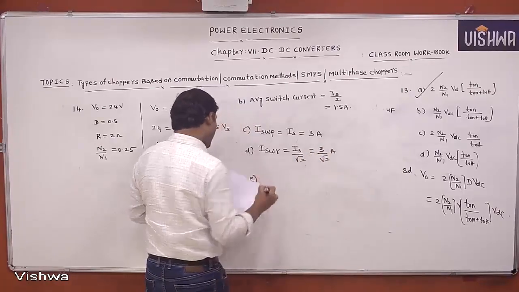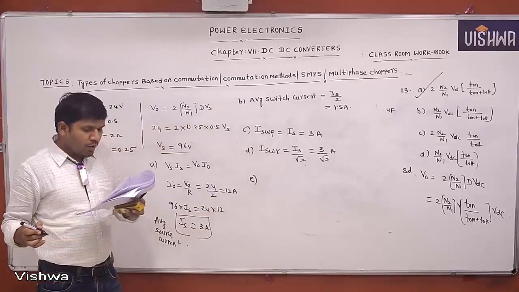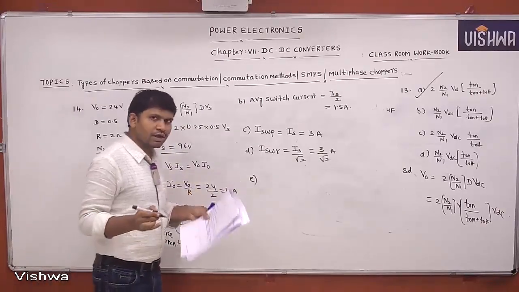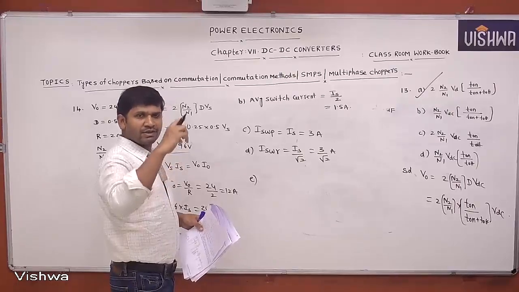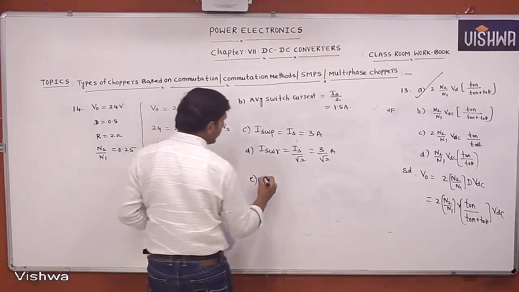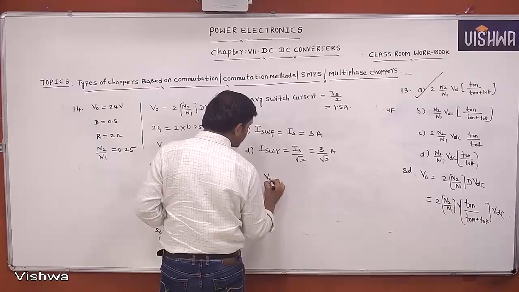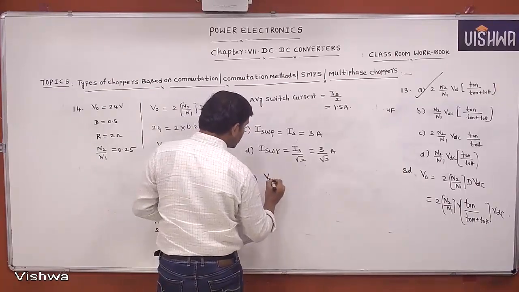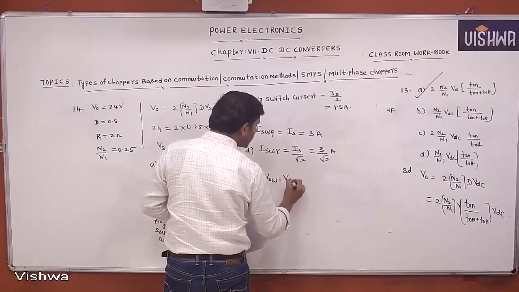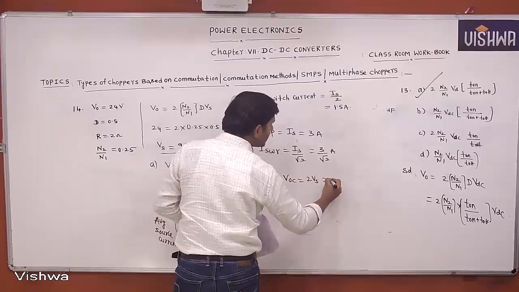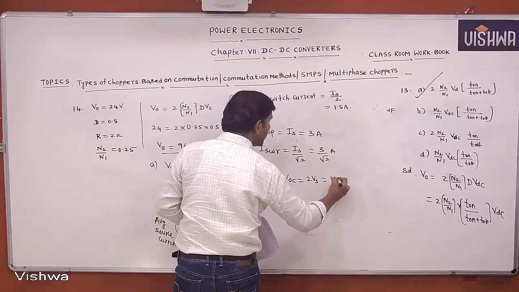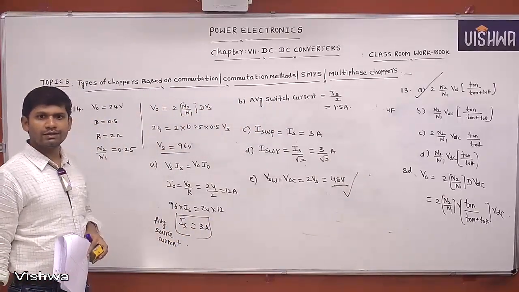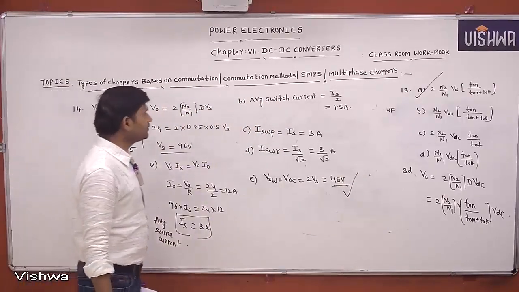Then what is the next asked? Open circuit voltage across the switch. The open circuit voltage across the switch, 2 times it will appear. This is a center tapped arrangement. That's why the open circuit voltage across the switch, that is the peak voltage across the switch, is nothing but 2 Vs. This is a center tapped arrangement. Vs is given as 24, so that is 48 volts. Understand?